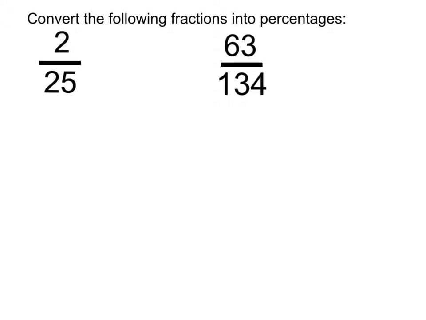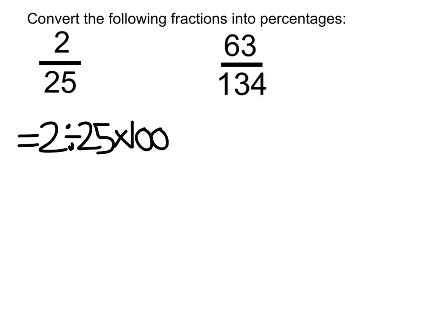In this video, we're going to convert fractions into percentages. The first fraction is 2 over 25, or 2/25. To convert this into percentage, we take the top number, the numerator, 2, and then divide it by the bottom number, the denominator, 25, and then times by 100. This gives us, if we put this into our calculator, 8%. Remember, it is a percentage, you'll need the percentage sign.